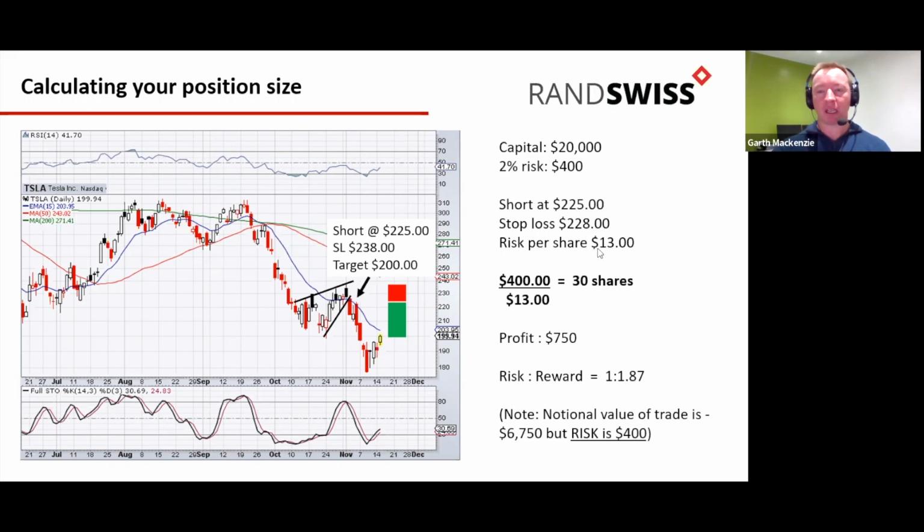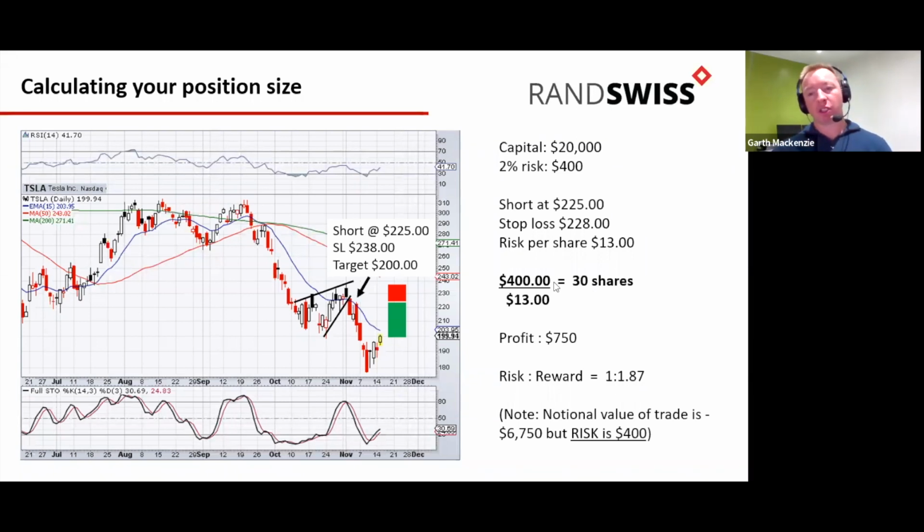The risk per share, therefore, is $13 per share. We take our capital at risk, which is $400, and we divide it by our risk per share, which is $13, right? And that gives you a number of 30 shares. So you could have shorted 30 shares of Tesla in this example. And if you were wrong, if the stock had moved up and triggered your stop loss, well, then you would have lost $400.